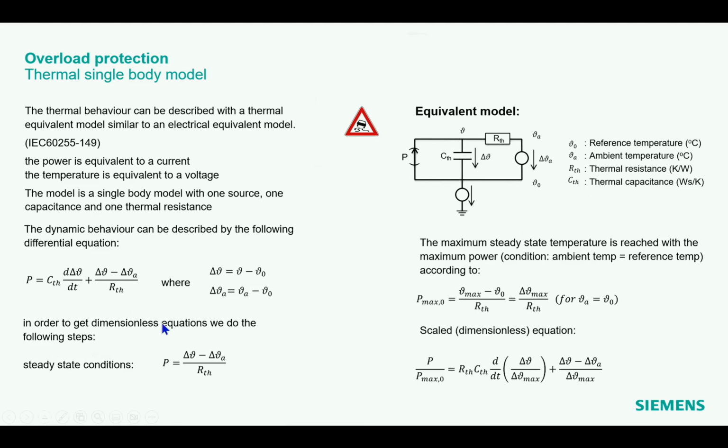And now I just divide this differential equation by this value here, and then you see I get all dimensionless values here. And this is the trick basically. So I scale my maximum power which goes into the motor with the absolute maximum power which I can have here.